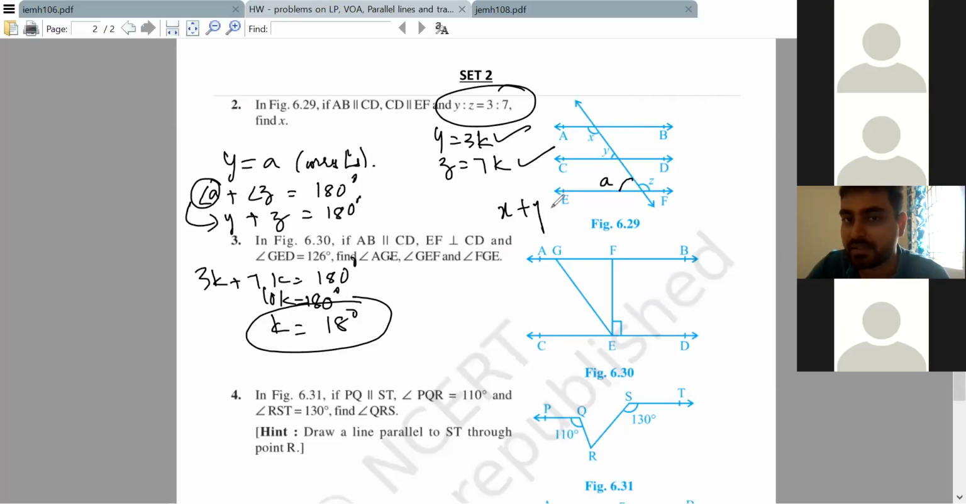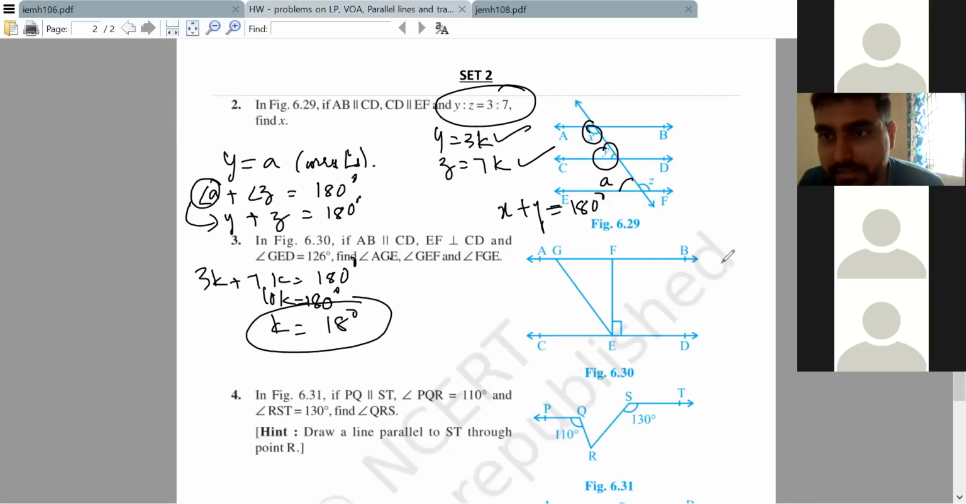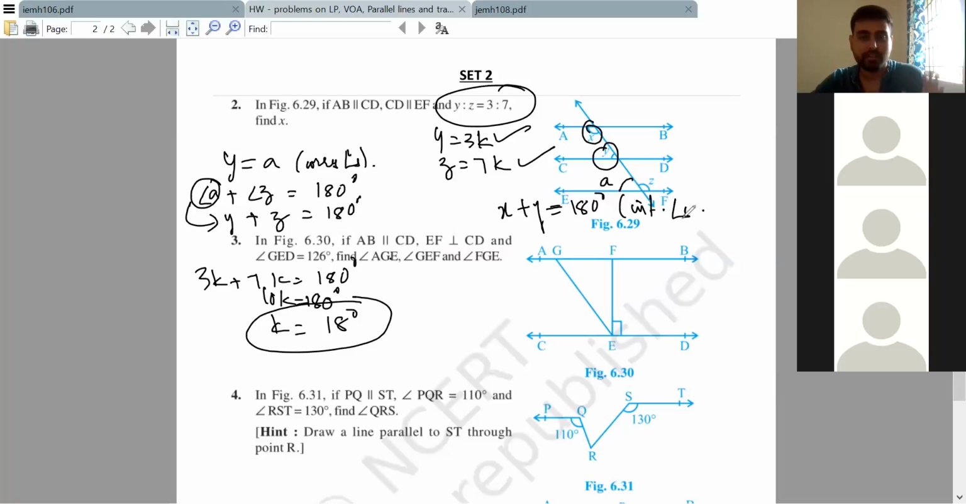Can you write X plus Y is equal to 180 degrees? Yeah, sir. Same-side interior angles on the transversal. Manoj, directly, one step. X plus Y is equal to 180 degrees, right? Yes, interior angles on the same side of the transversal. We good? Yes, sir. That will help us find all the angles.